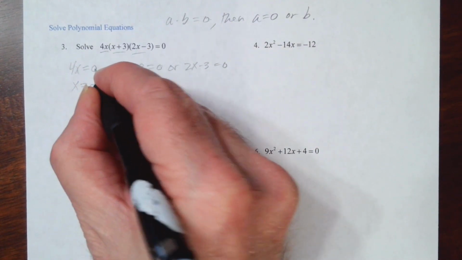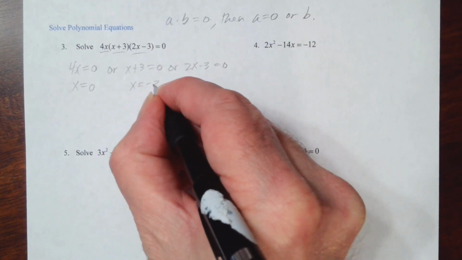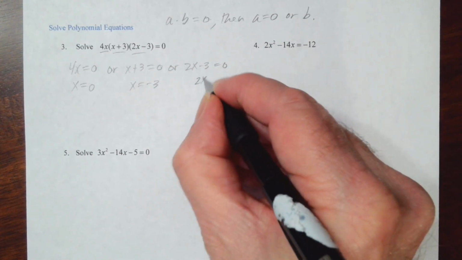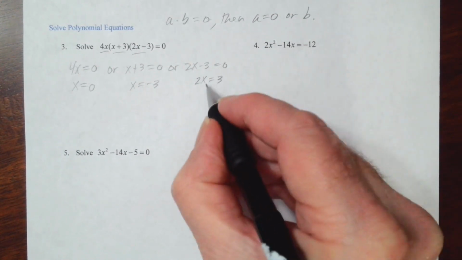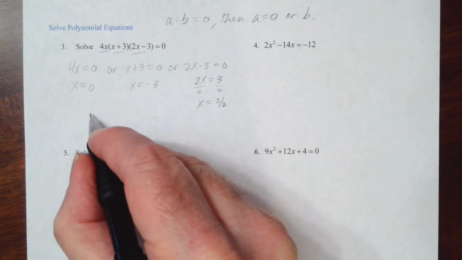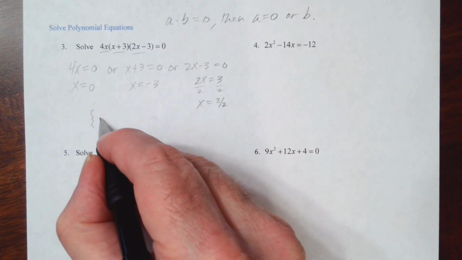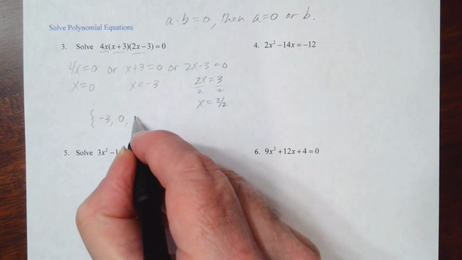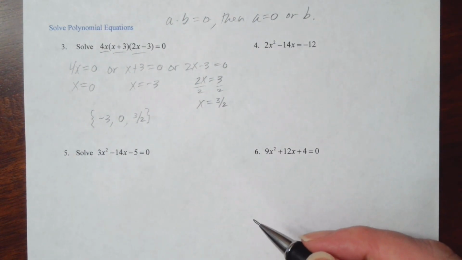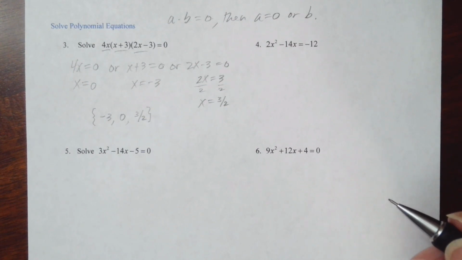Well, 4 times some number is 0, that would be 0. Here we'll subtract 3 on both sides, we get negative 3. And here we're going to add 3 to both sides, we get 2x is 3. Divide by 2, and so x is 3/2. And so our solution set, we would write as negative 3, 0, and 3/2. So we have three answers here. Alright, so look at number 4 now.